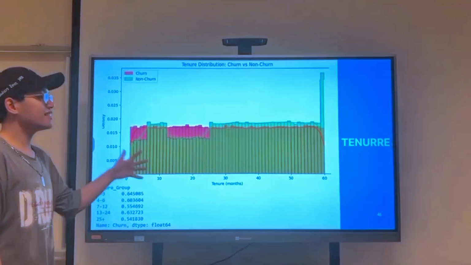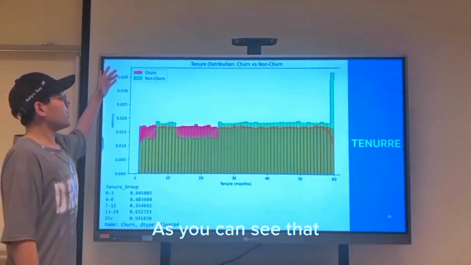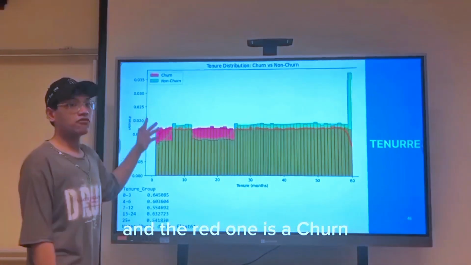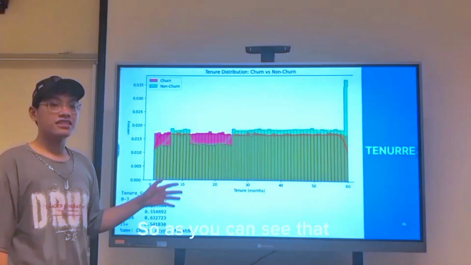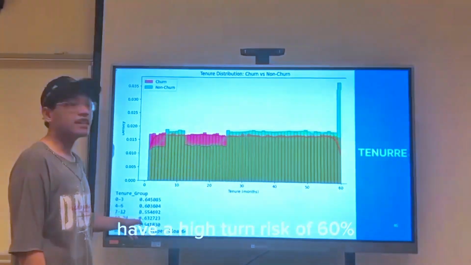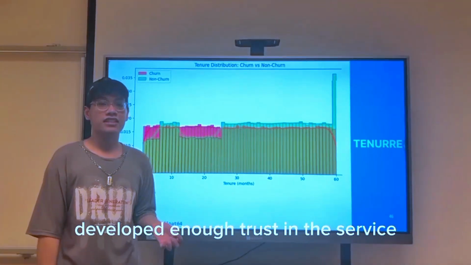Okay, moving to our last analysis variable, which is tenure. As you can see, I have shown a graph with two types of bars, the green one is non-churn and the red one is churn. So as you can see, customers with a tenure of six months or less have a high churn rate of 60%, such that they may not have yet developed enough trust in the service.